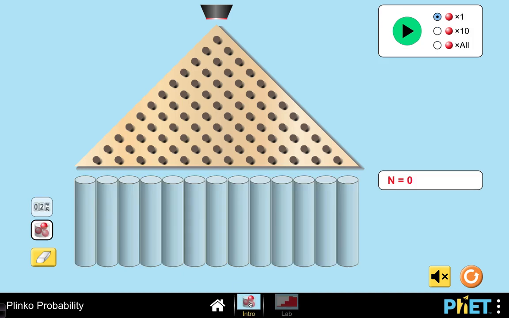What I have here is a Plinko probability simulation from the University of Colorado PhET project. In this simulation, I'm going to drop some marbles, and we are going to see where the marble would settle down. Let's say I drop 10 marbles, and many of those marbles settled at the middle. Let's drop 100 marbles.